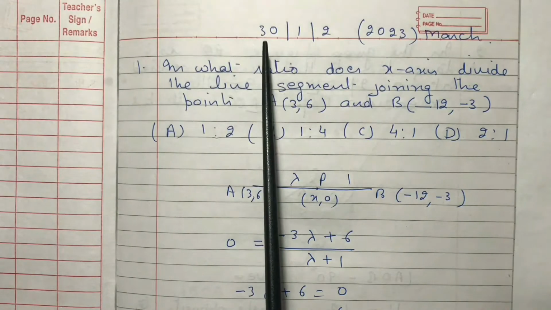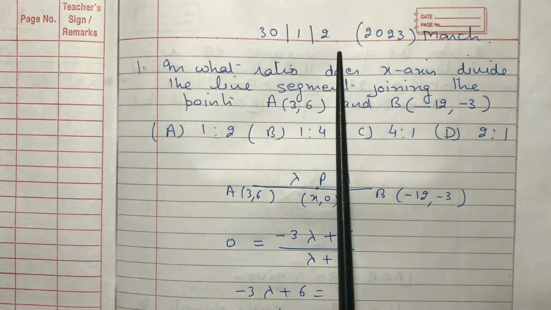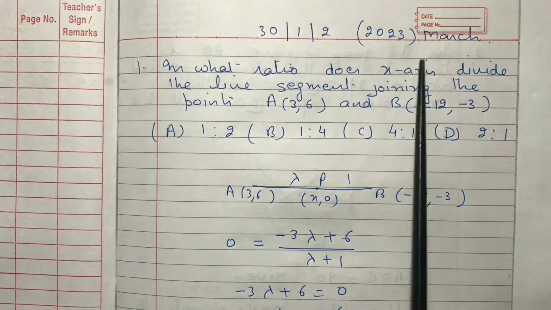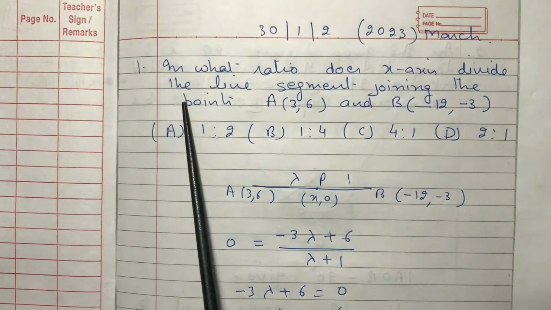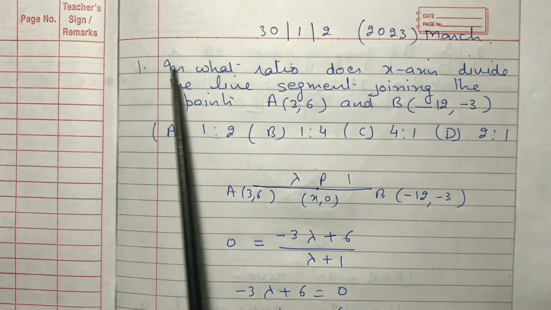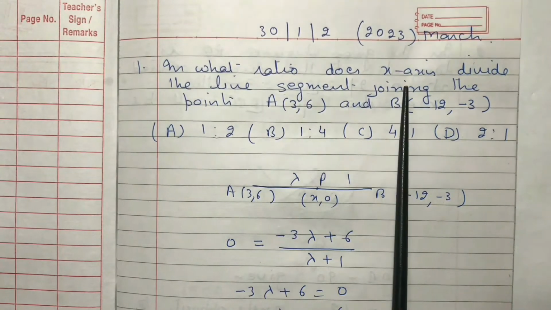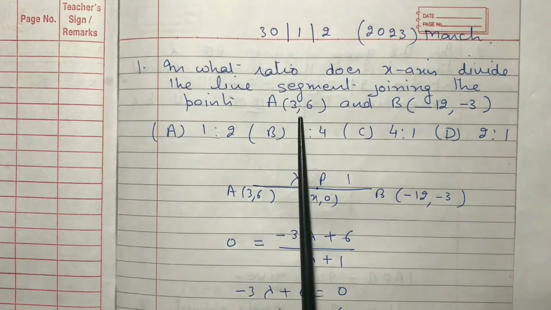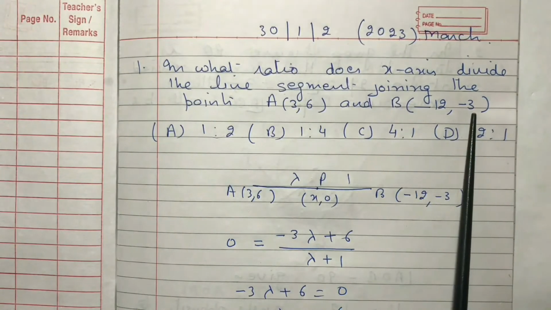Now this is set number 30/1/2. This paper came in March 2023. There are MCQ questions. Its first question is, in what ratio does the x-axis divide the line segment joining the points A (3, 6) and B (-12, -3)?